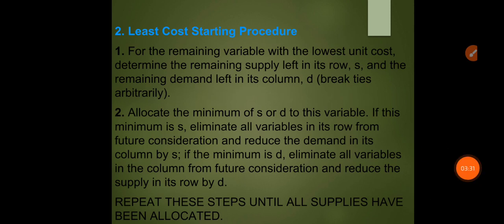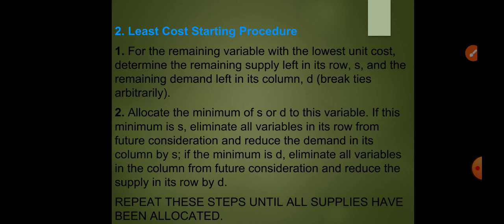Second type, a least cost starting procedure. For the remaining variable with the lowest unit cost, determine the remaining supply left in its row, S, and the remaining demand left in its column, D. Break ties arbitrarily. Allocate the minimum of S or D to this variable.